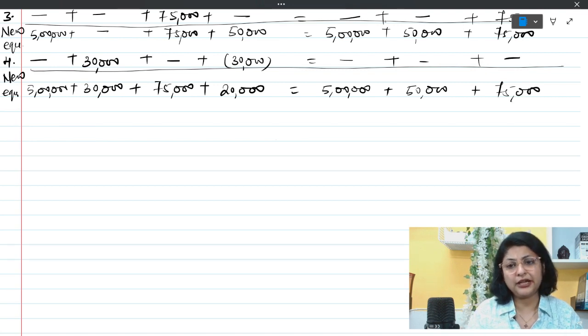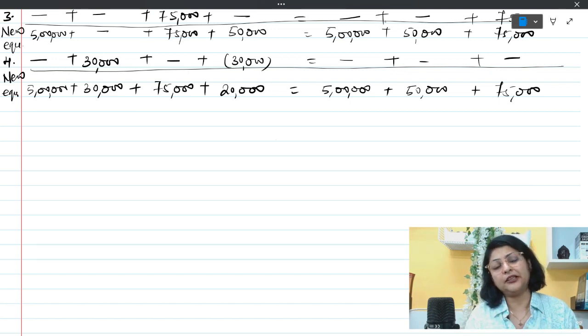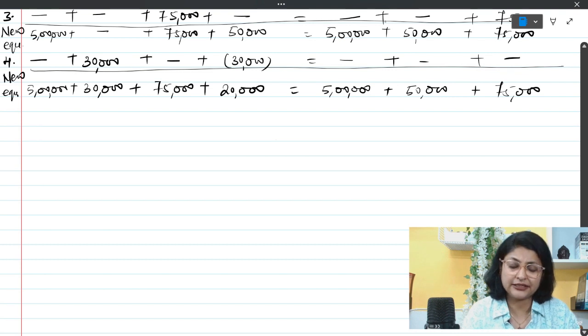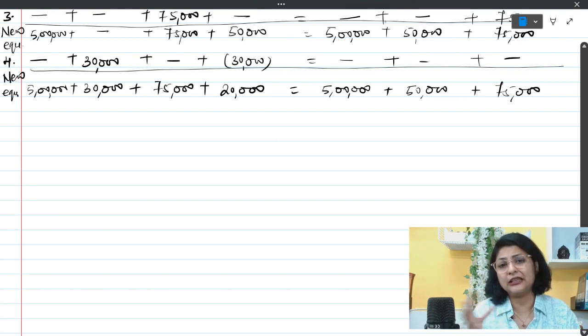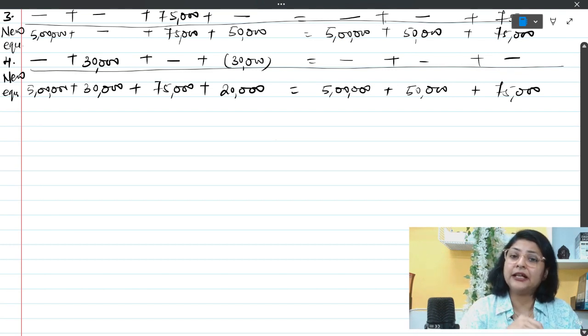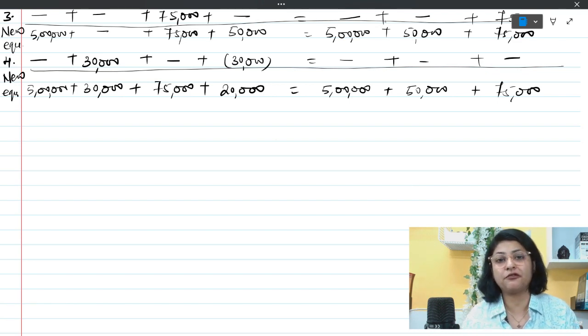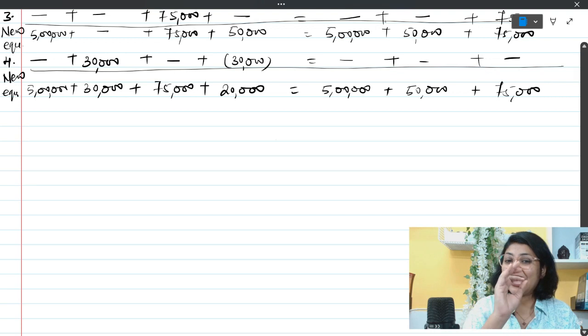Now if I look at this transaction, what is the impact? Because the same 30,000 was added into one asset and 30,000 was deducted from another asset, the impact has nullified on the asset side and the total is coming the same as 6,25,000, which was before the fourth transaction. Okay, I hope students you are getting it and you are making it along with me.